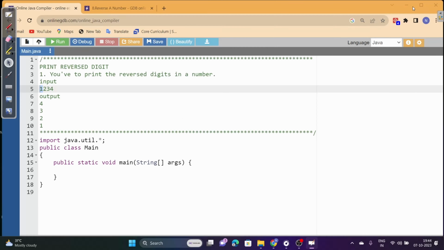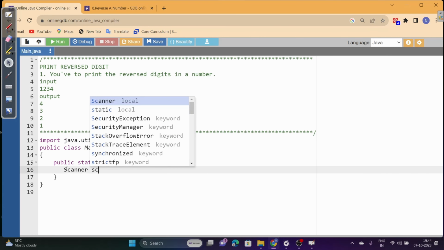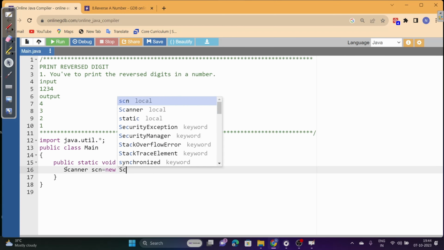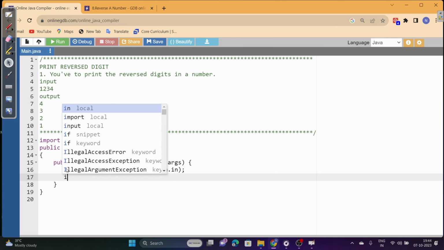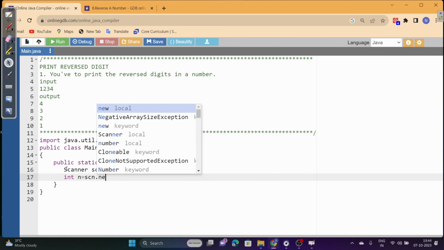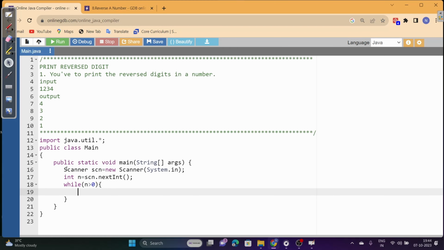Okay, so let's code it up. Let's declare the Scanner class first. Scanner scn equal to new Scanner(System.in). Next, get the value: int n equal to scn.nextInt(). After that, your condition is while n greater than 0, or n not equal to 0, anything. System.out.println of n mod 10. Yes, I got the last digit.